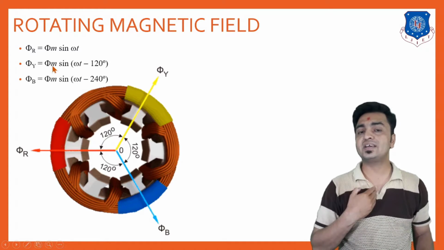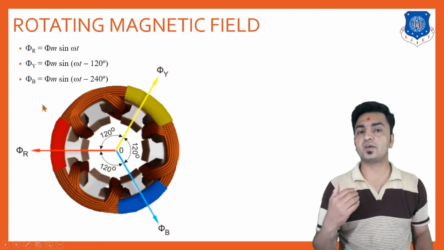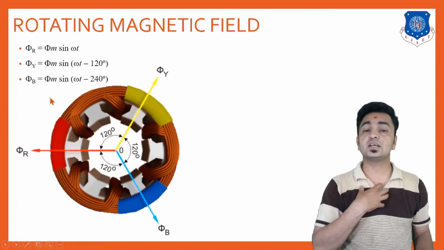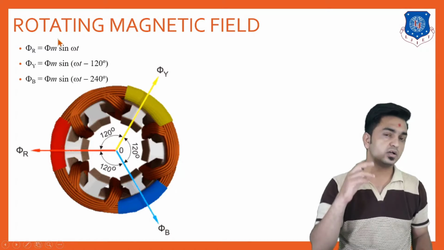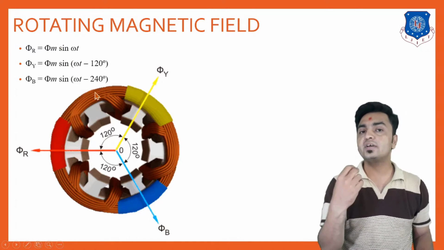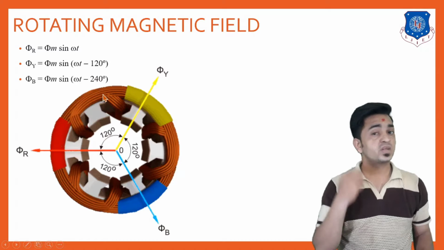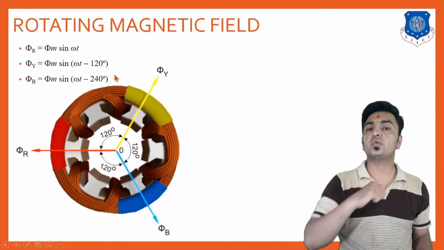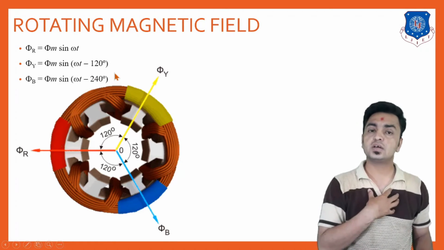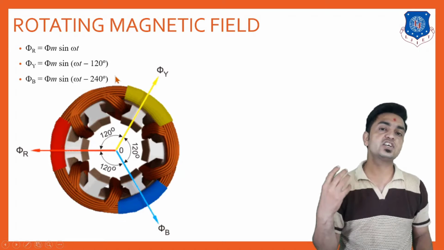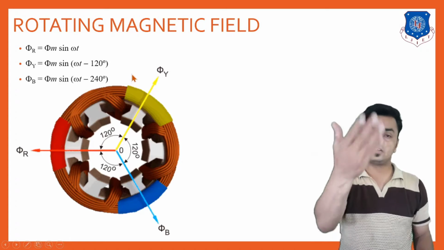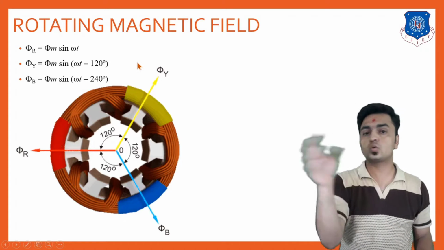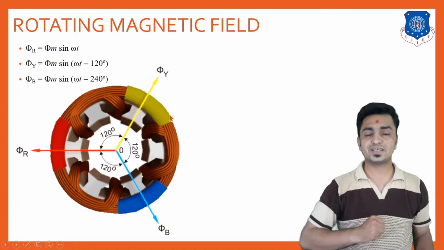Here we have equations of phi r, phi y and phi b, where we can consider that in the balanced condition they are going to have the same magnitude. That means all have magnitude phi m, and these three components are at 120 degrees compared to each other. As we know, in balanced condition, when we provide supply, the angle between voltage, current, or this flux is going to be the same, meaning 120 degrees with reference to each other.